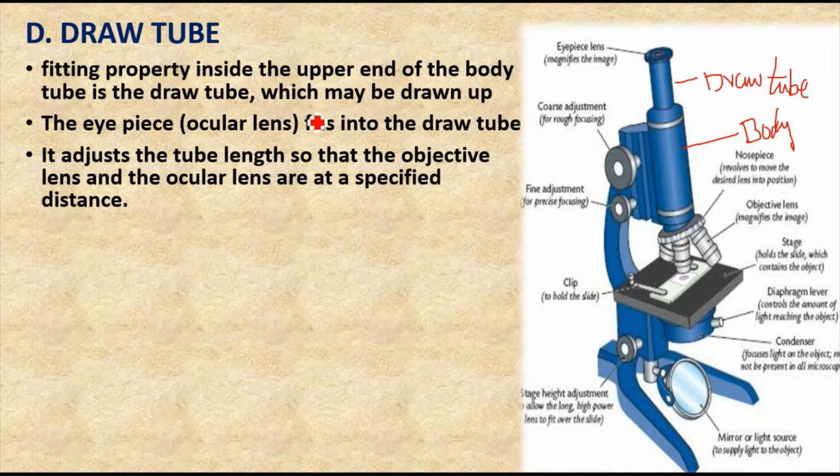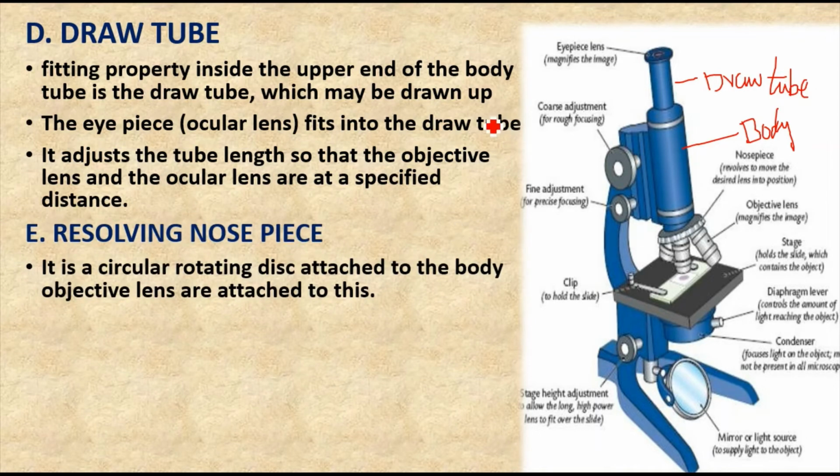Okay, so this draw tube is going to be drawn up and down such that the eyepiece and the objectives come into the proper image formation. So this adjusts the tube length so that the objective lens and the ocular lens are at a specific distance to form the correct image.